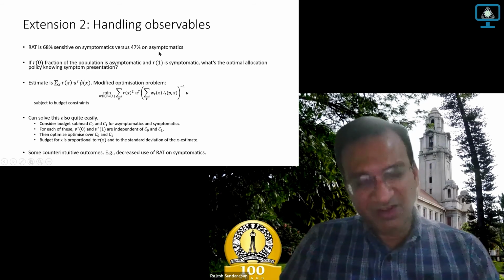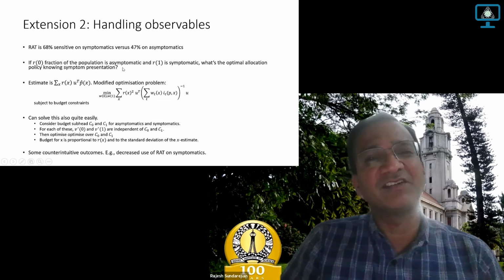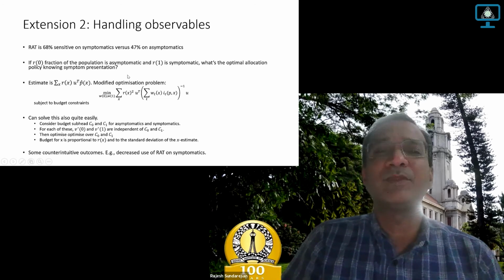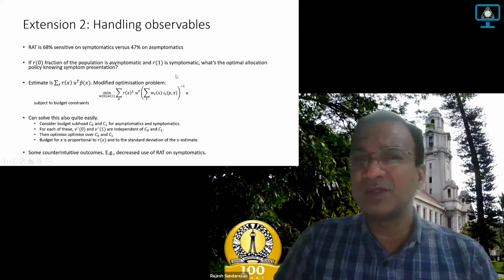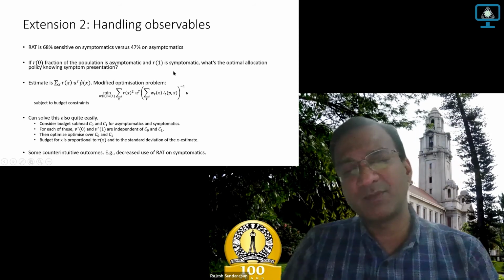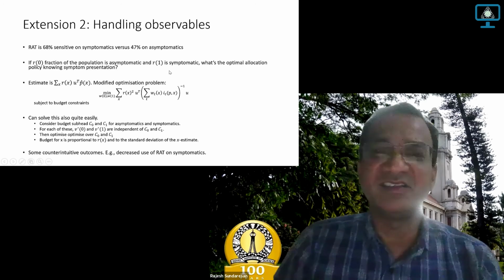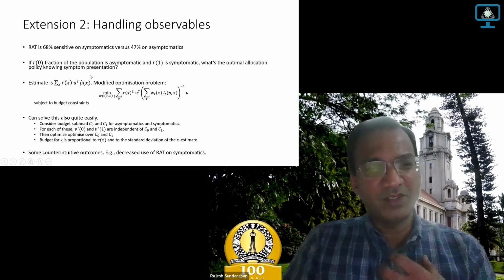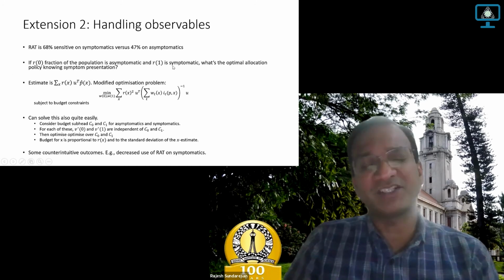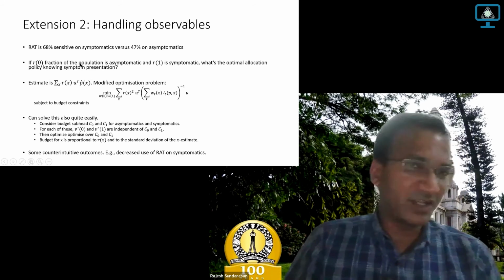Now, if upfront you know the fraction that are asymptomatic, let's call that R0, and the fraction that are symptomatic, let's call that R1, they might show symptoms not just due to COVID, but due to other diseases as well. What's the optimal allocation policy when you know that the R1 fraction have symptoms and the R0 fraction do not have symptoms?